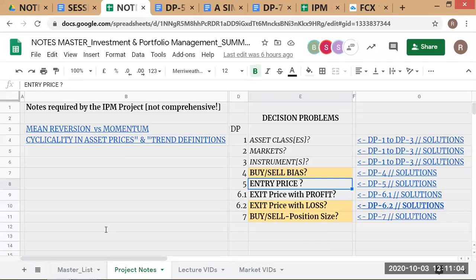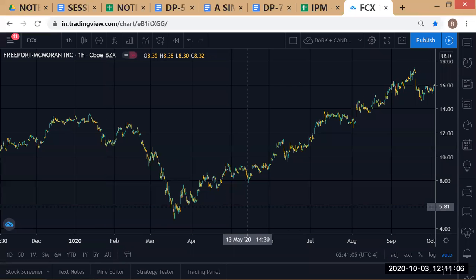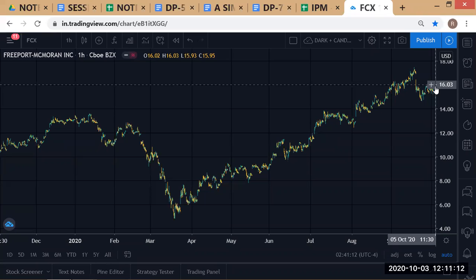Once you figure out, if you just take FCX itself, for the moment we'll not worry about the big picture. We'll assume this is a small picture and only one time frame, the trading time frame. Assuming that you have a bearish bias in this market, DP4 solution is to have a selling bias. Now the question is entry price. You have three basic choices. You can go short directly at market.